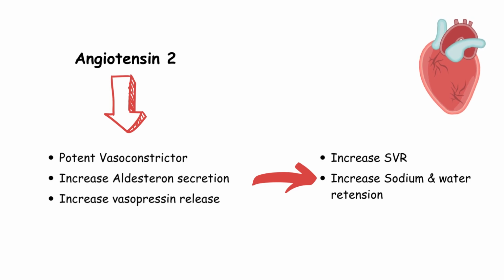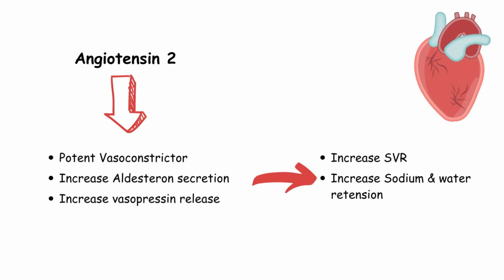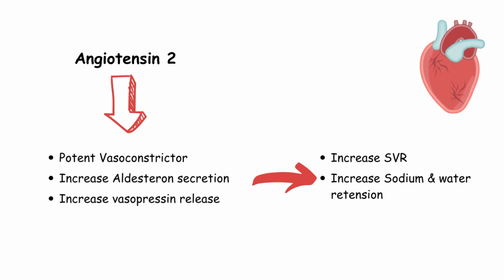The overactivation of the RAAS system is seen mainly in renal and cardiovascular diseases. In our next video, we will discuss these pathophysiologies and their pharmacological management.